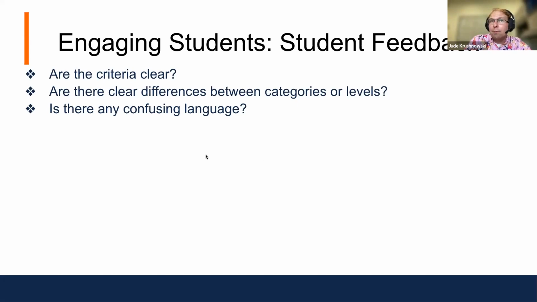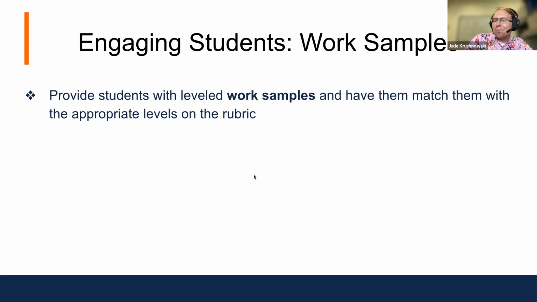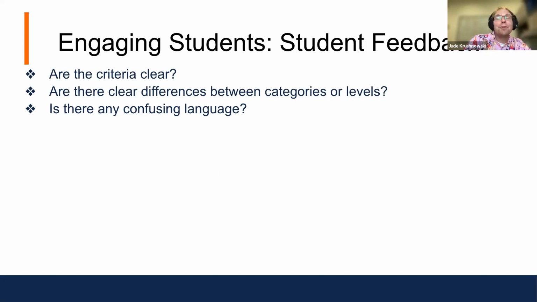Is there any confusing language? Do you know what a sympathetic interlocutor is? Point to the nearest sympathetic interlocutor. Do you know who that person is? Right. So is there confusing language in your rubric? And so we can get student feedback in that way, right? And that's a very passive way of asking students, do you understand or not? But it's still something that we can use to get students thinking about, reflecting on the language and giving us feedback as to, do they understand it or not?